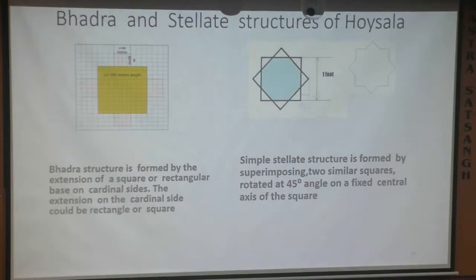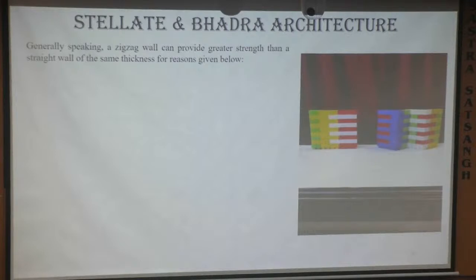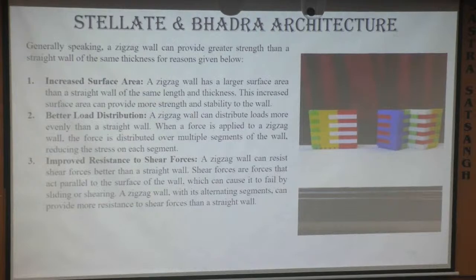Let me make it simple by saying that a simple stellate structure is formed by superimposing 2 similar squares rotated at 45 degrees on a fixed central axis of square. Like one square is there already, and then the second square is rotated by 45 degrees, and what you get is a star-like structure which is seen on the other side. So this is what I showed you in that drone picture. It's a beautiful video. Unfortunately, we can't see the video.